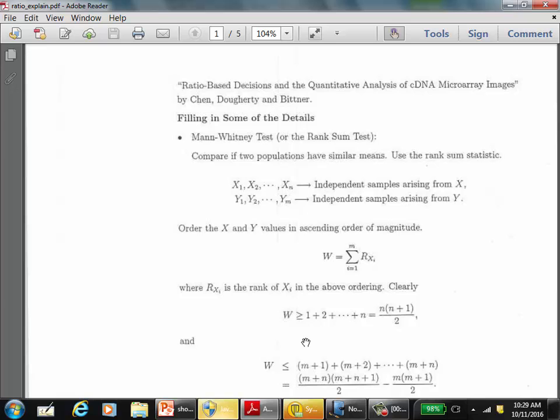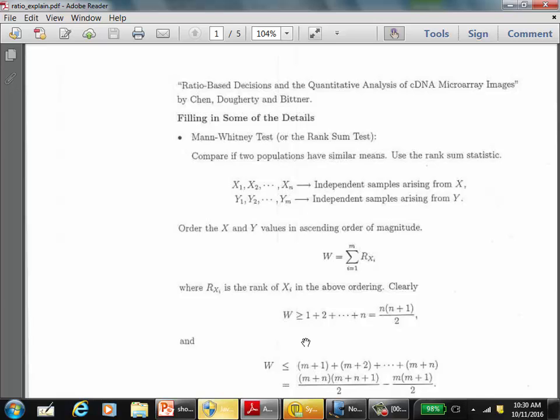So order x and y in ascending order of magnitude, where rxi is the rank of xi, and once you have ordered them, you note the rank of each x and add them together. That's why this is called the rank sum test. So this is the statistic that you're going to use.